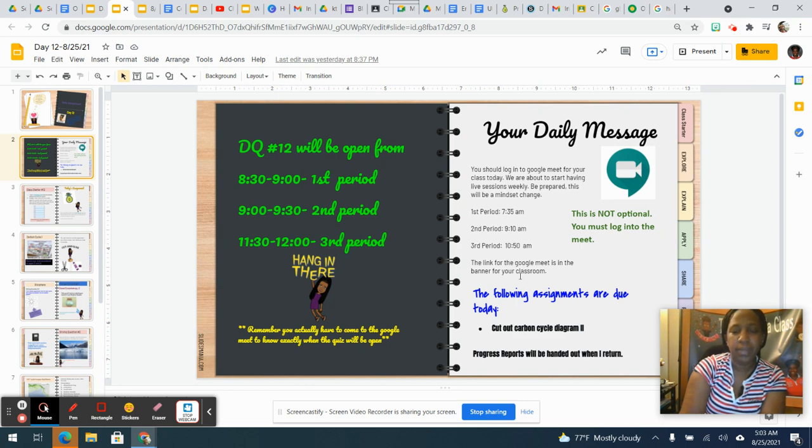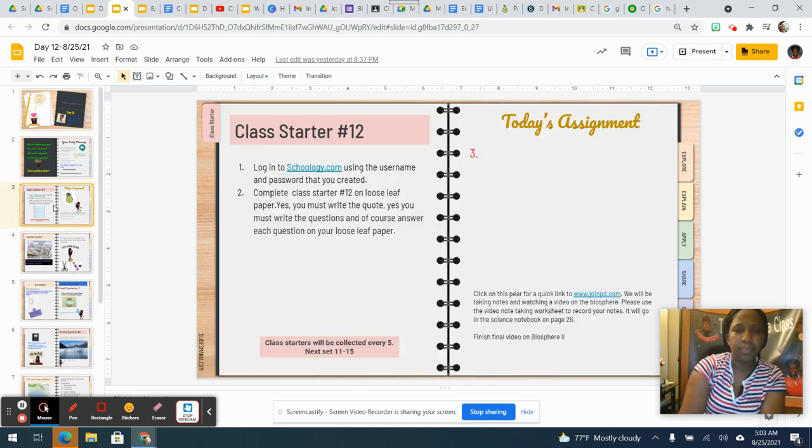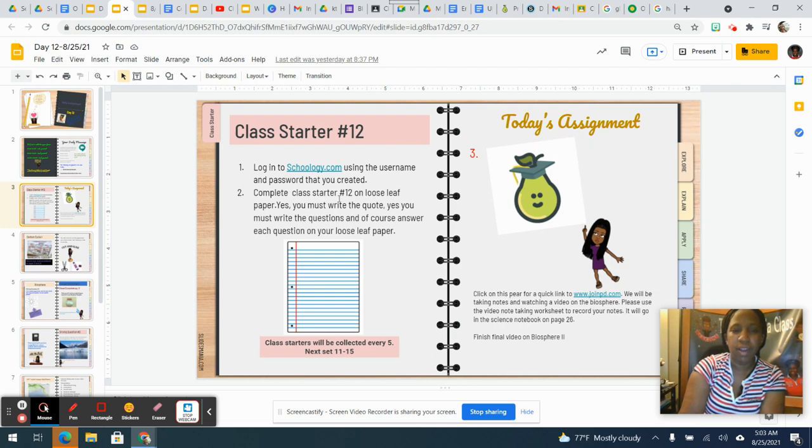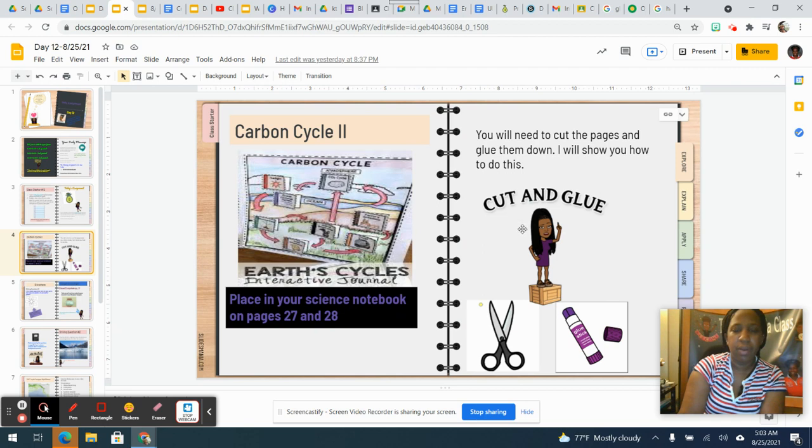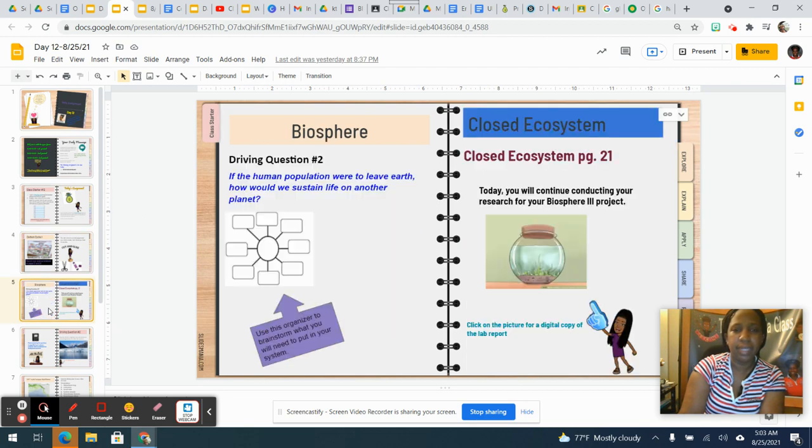These are your login times for your Google Meet. The only thing I wanted y'all to do today was cut out that carbon cycle diagram. So please, hopefully you all already did that. So today we're going to do review over our class starter. Then we will immediately just finish up that Pear Deck from yesterday. There will be another sheet to be given to you to take video notes on. Then we'll work on a carbon cycle diagram. So you'll cut and glue that out, get that done. Probably at the end, I'm going to give you time to finish working on your research.